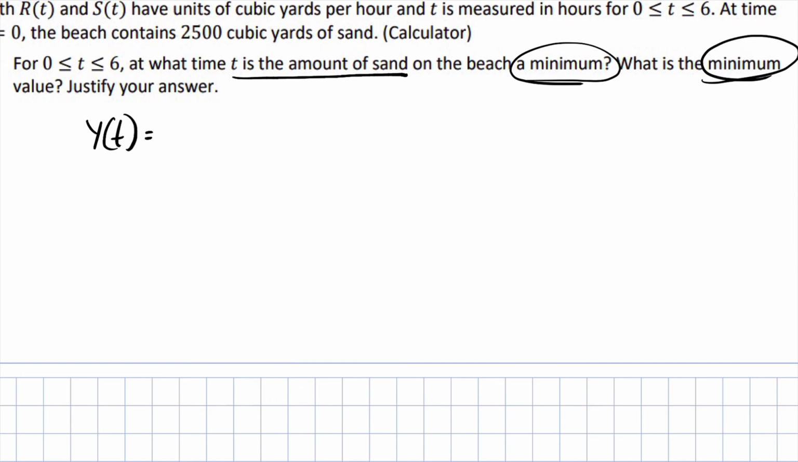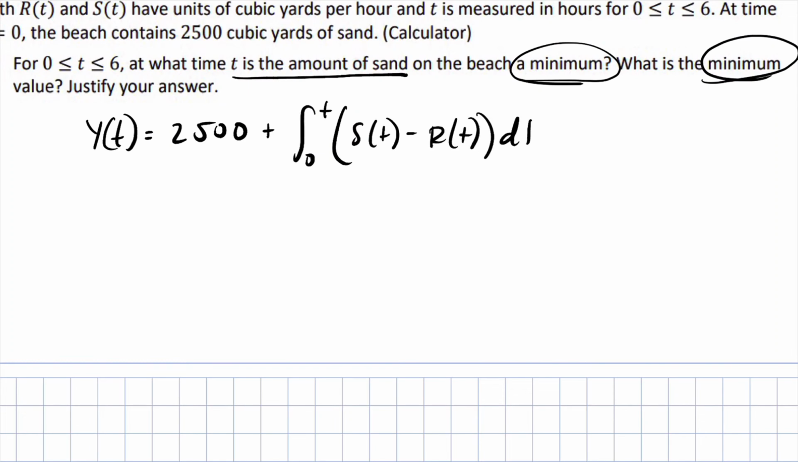So remember, y of t is the integral from 0 to t of s of t minus r of t dt. That's what y of t was, right? We created that a couple problems ago. So now we need to find when the derivative is equal to 0. Okay, so let's find the derivative.